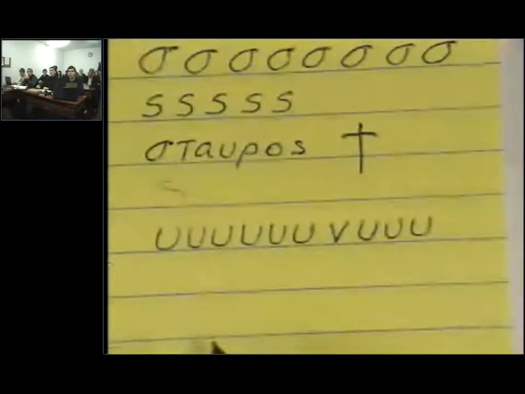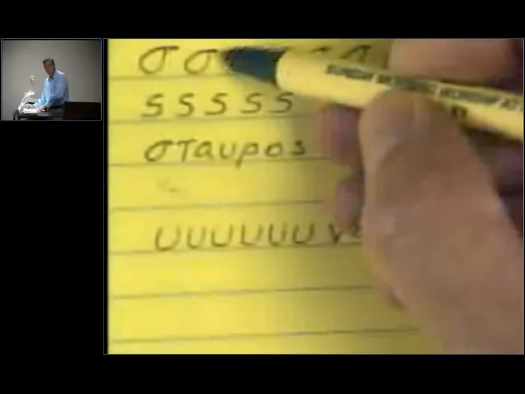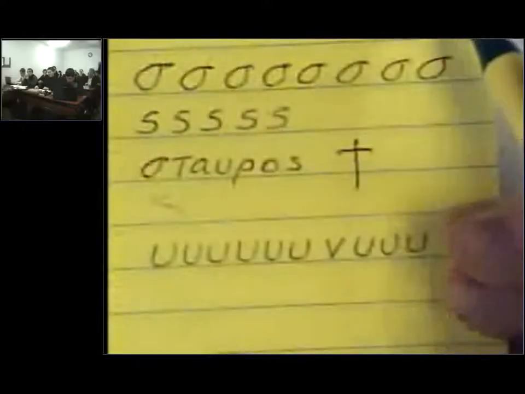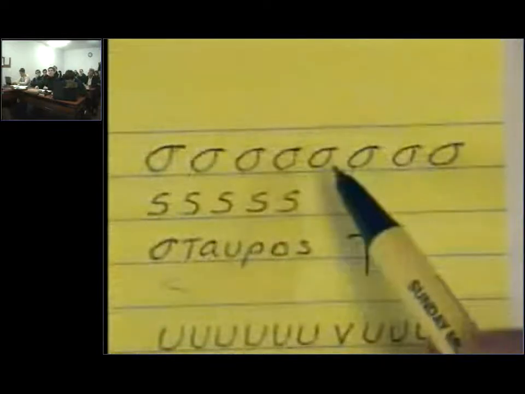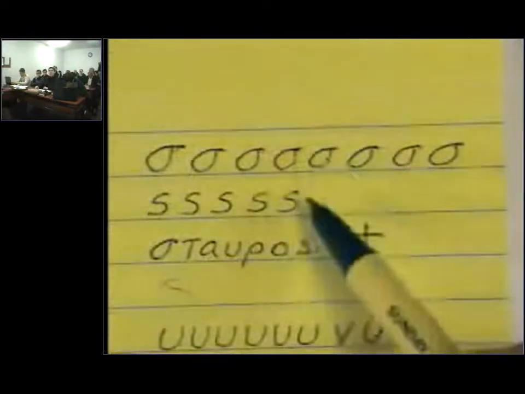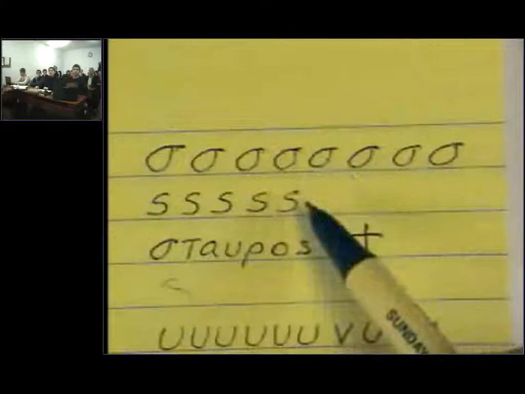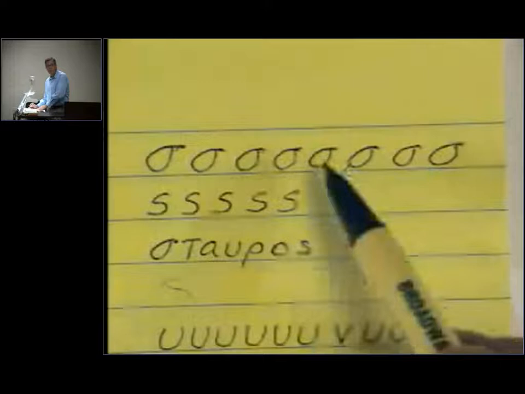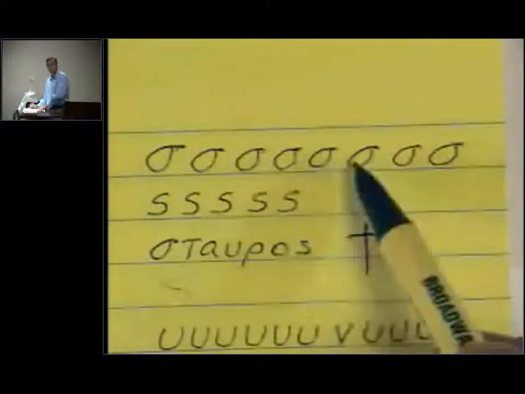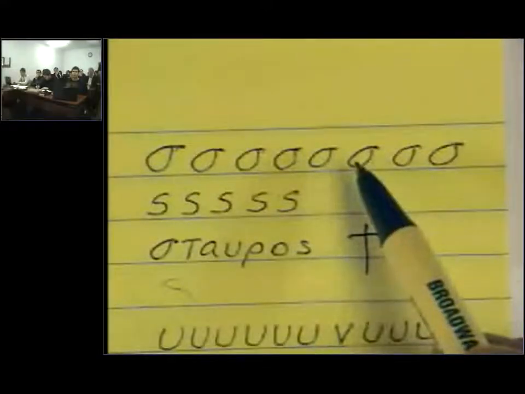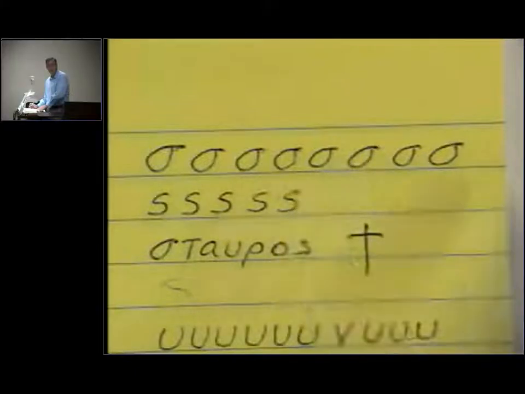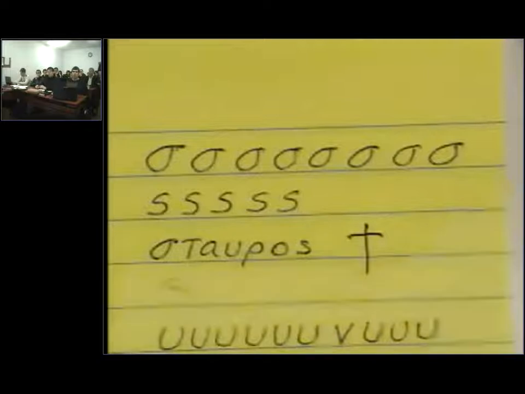Okay. So, this is the beginning sigma, and this is the ending sigma. Can you move a little bit lower? Yes. All right, so anywhere else in the word except the very end, it's going to look like this up here. But if it's at the very end, it's going to look like this.